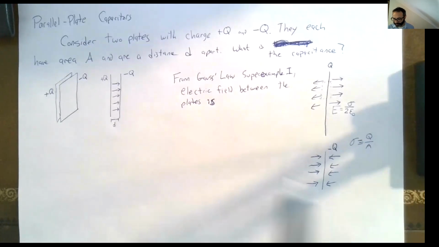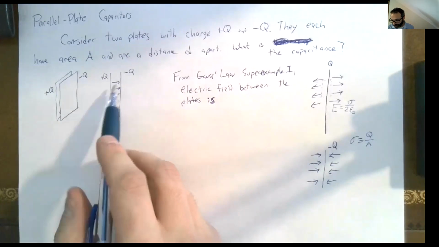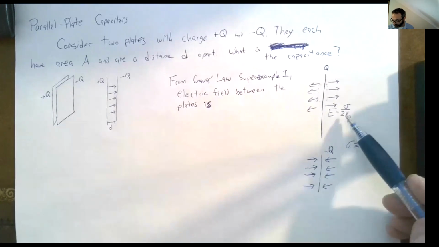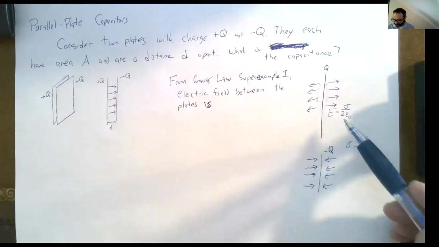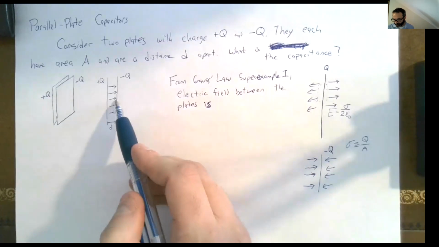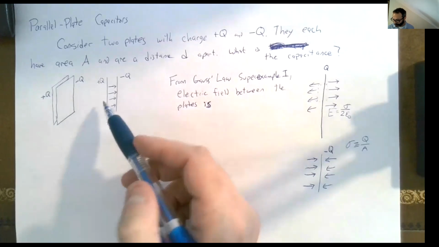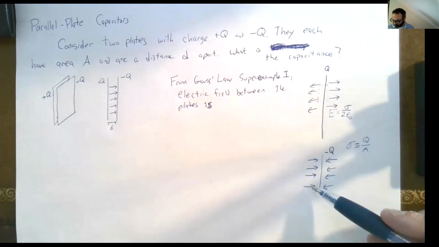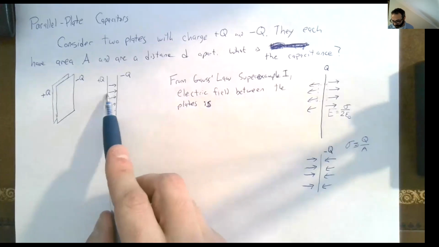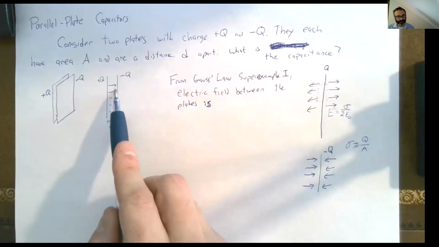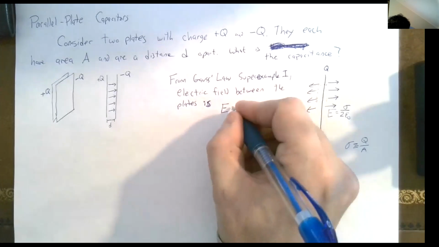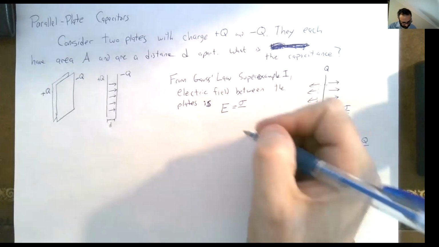So if you think about it, in between these two plates you're going to have a field to the right from the positively charged plate that's magnitude sigma over 2 epsilon naught. And from the negatively charged plate, you're also going to have a field to the right that points towards it of sigma over 2 epsilon naught. So the electric field in between the plates is just double that, right? There's a field to the right from the positively charged plate and a field to the right from the negatively charged plate. Those two add up together to give us the electric field of magnitude sigma over epsilon naught.